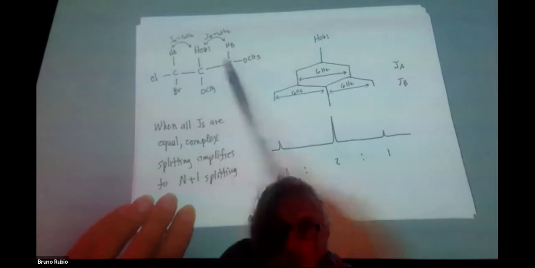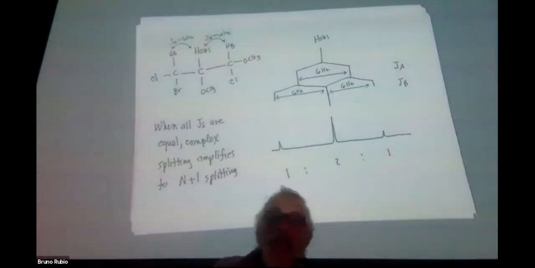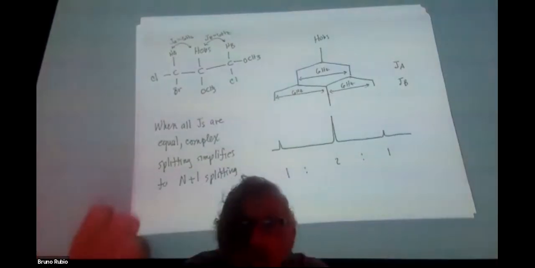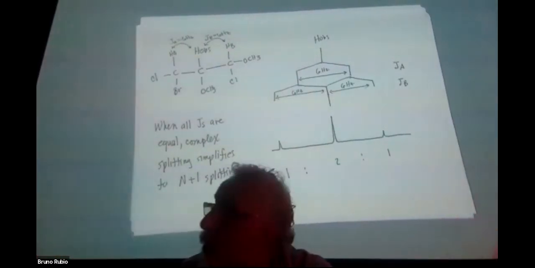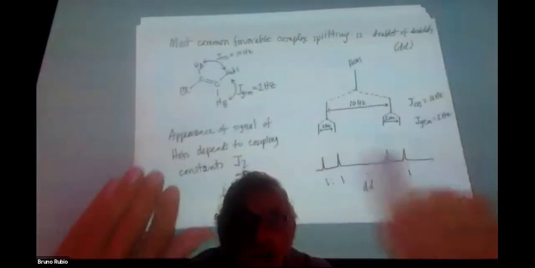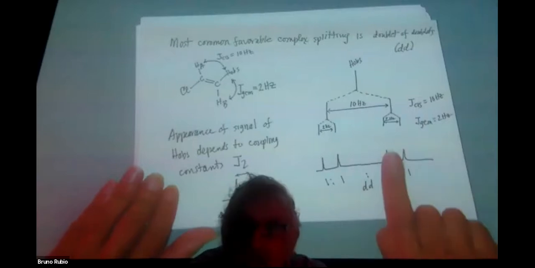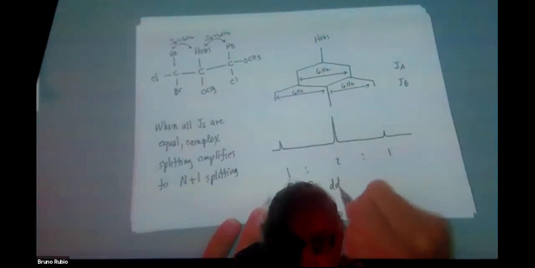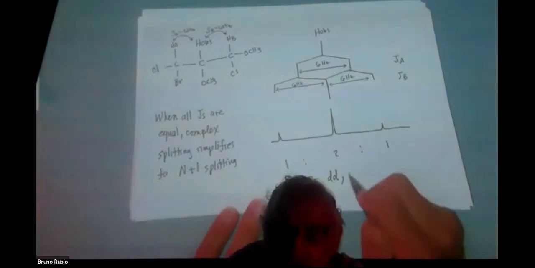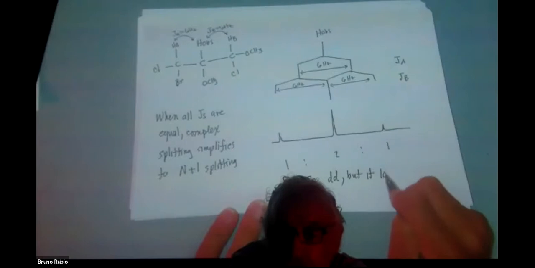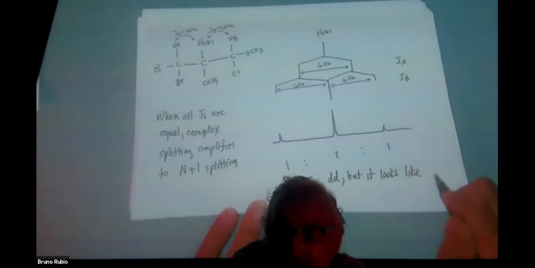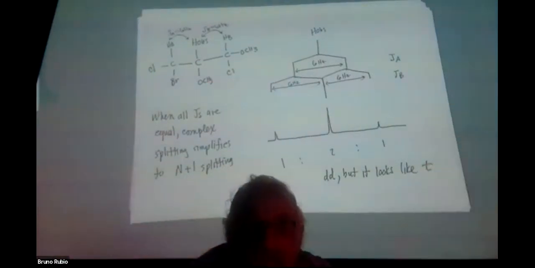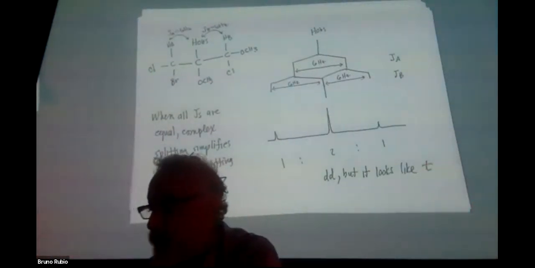N equals 2. 2 plus 1 is 3. You get a triplet. And you do, but that is only because the coupling constants are all equal to each other. When they are not equal to each other, you're not going to get a triplet. You're going to get this doublet of doublets. So this guy is a doublet of doublets, right? But it looks like a triplet because just accidentally all of the coupling constants are equal.